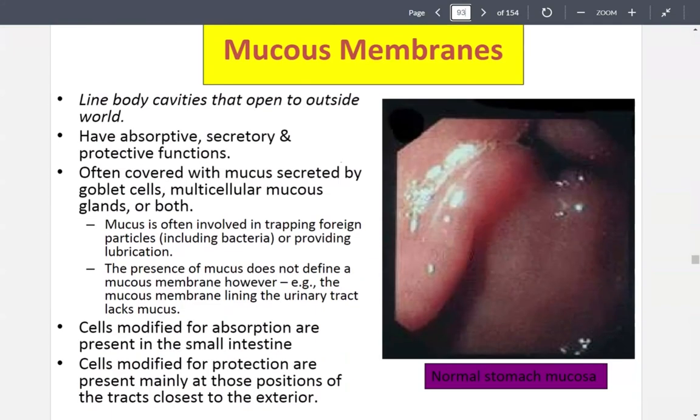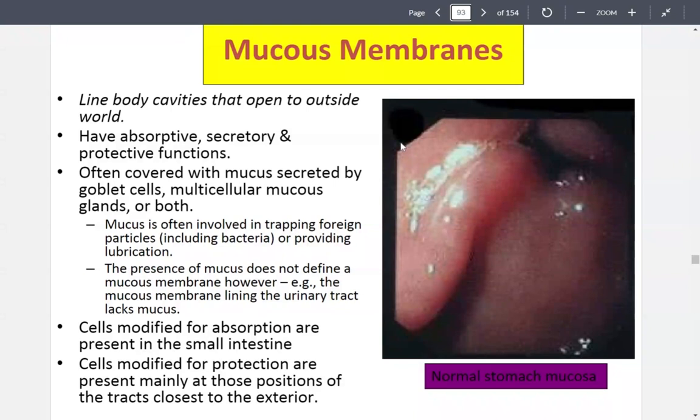So, what's unique about mucosa membranes? Mucosa membranes have absorptive, secretory, and protective functions. Their mucus itself is secreted by goblet cells or multicellular mucus glands, or both. Why do we secrete mucus? Mucus is involved in trapping foreign particles, including but not limited to bacteria, and or providing lubrication. The presence of mucus in and of itself does not define a mucous membrane. For instance, in the mucous membranes of the urinary tract, you don't typically find mucus, but they are considered a mucous membrane.